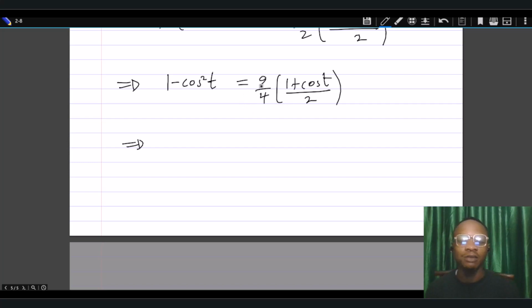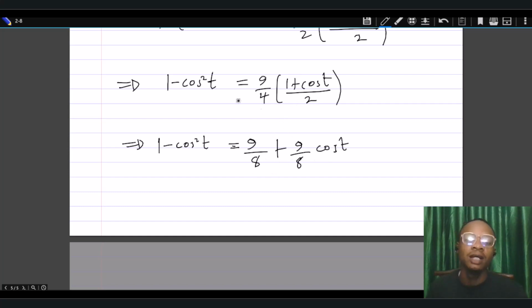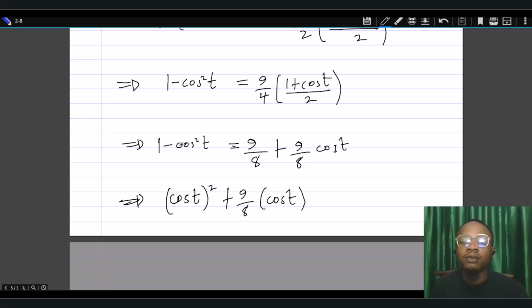Now, also, we have this to be 9 over 8. We can open up this bracket and say this is 1 minus cos squared t equals 9 over 8. Okay, 9 over 8 times 1, that's 9 over 8, then plus 9 over 8 multiplying cos t. So by that, we can rearrange this so that we form a proper quadratic equation. When we move this to the other side, this is going to become cos squared t. Cos squared t, don't forget, is the same as cos t squared. And then what else do we have? Plus 9 over 8 cos t. Then we have minus 1.